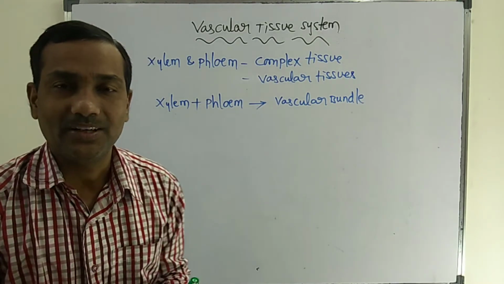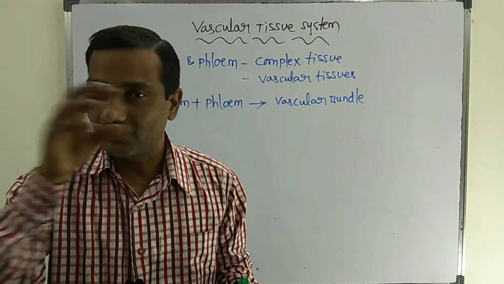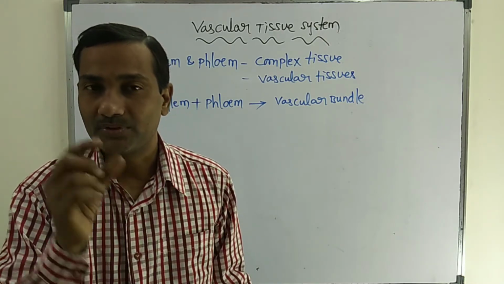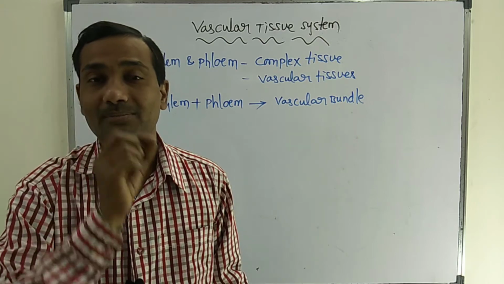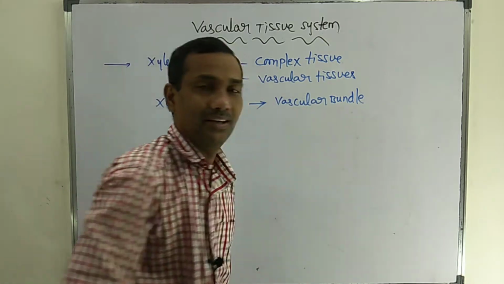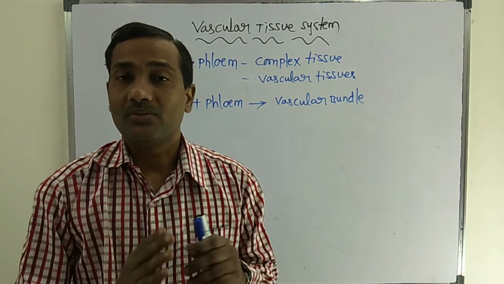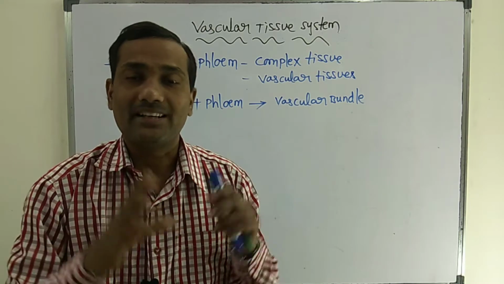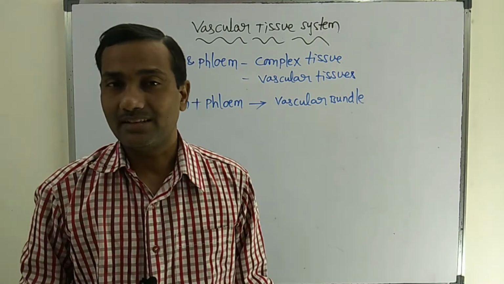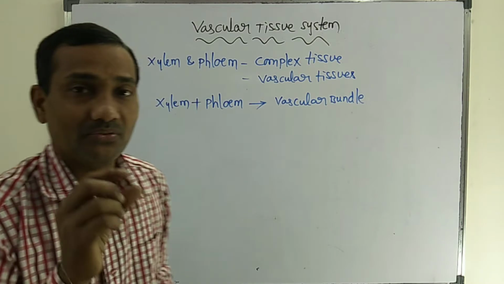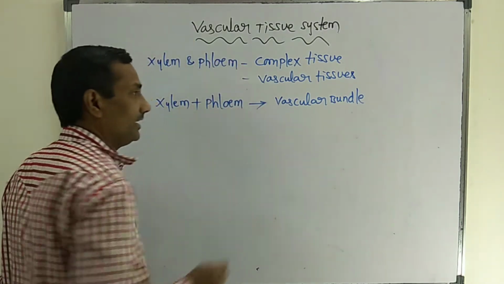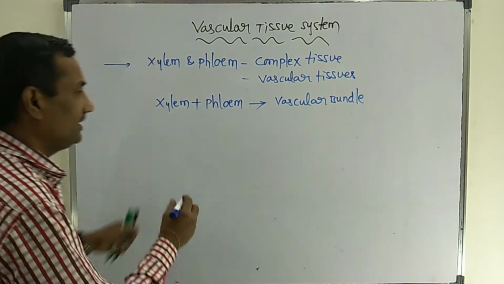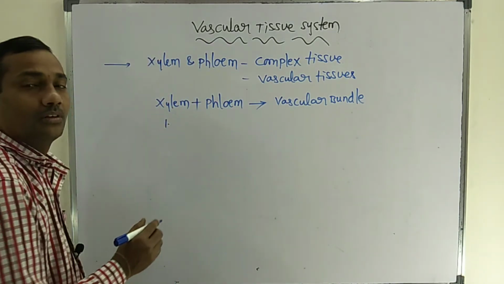Based on the arrangement of xylem and phloem in the vascular bundles, they are broadly divided into different types. In all plants, xylem and phloem are not arranged in only one way; they are arranged in different patterns in the vascular bundle. So vascular bundles are broadly divided into different types.